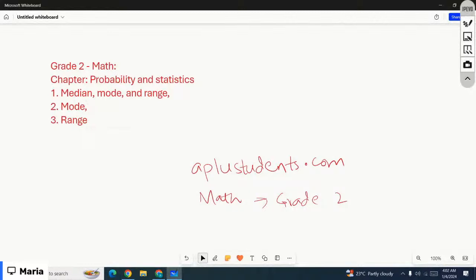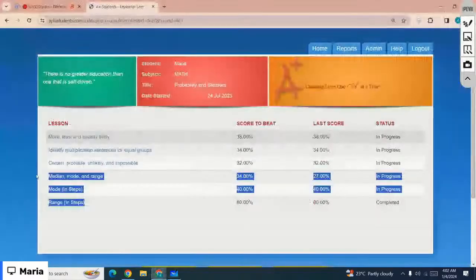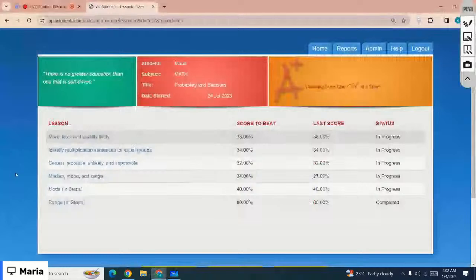There you can find a list of the chapters, chapter probability and statistics, and the lesson we are going to cover today is mean, median, mode and range. So please make sure you have your notebook and pencil so that you can note down the important examples and definitions as well. Let's start with the first lesson, that is mean, median, mode and range.